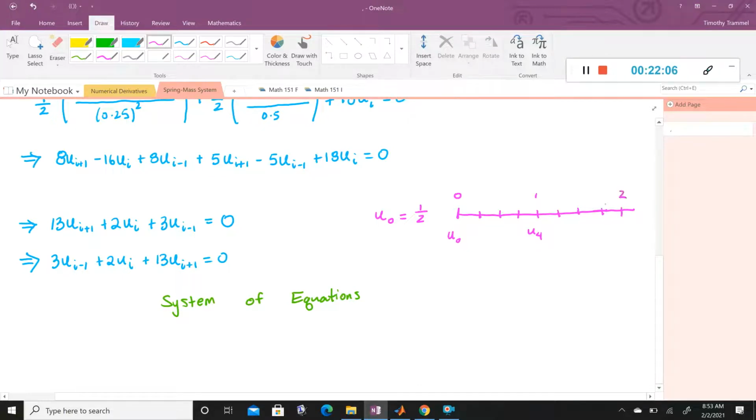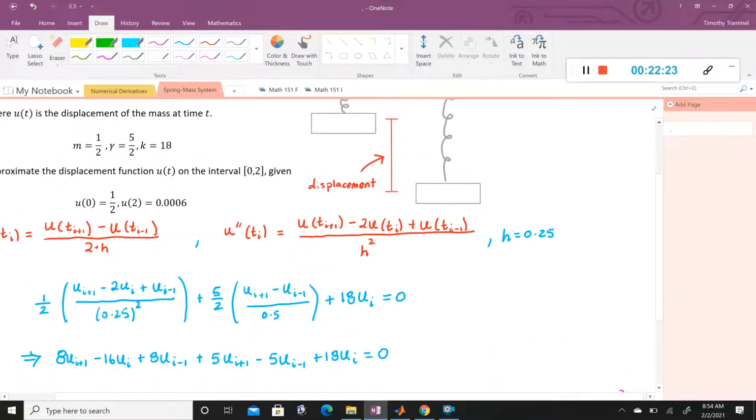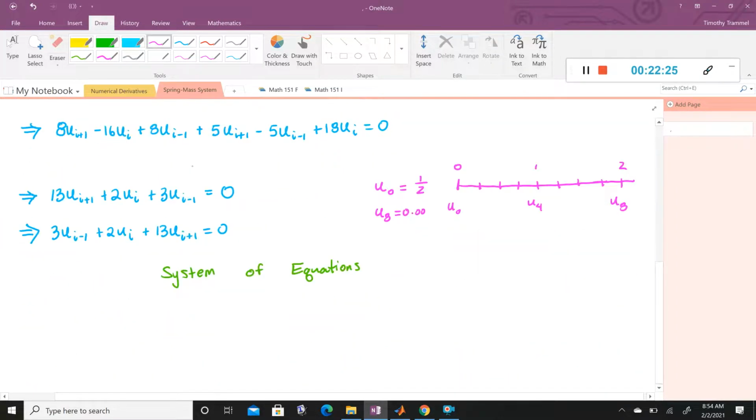So here's finally 2, and 5, 6, 7, 8. This would be u sub 8, where we're going to end this. I want to point out that u sub 8 is going to equal 0.000, three zeros. I'm going to move that a little bit away from our number line, but this is how we're going to start and end.